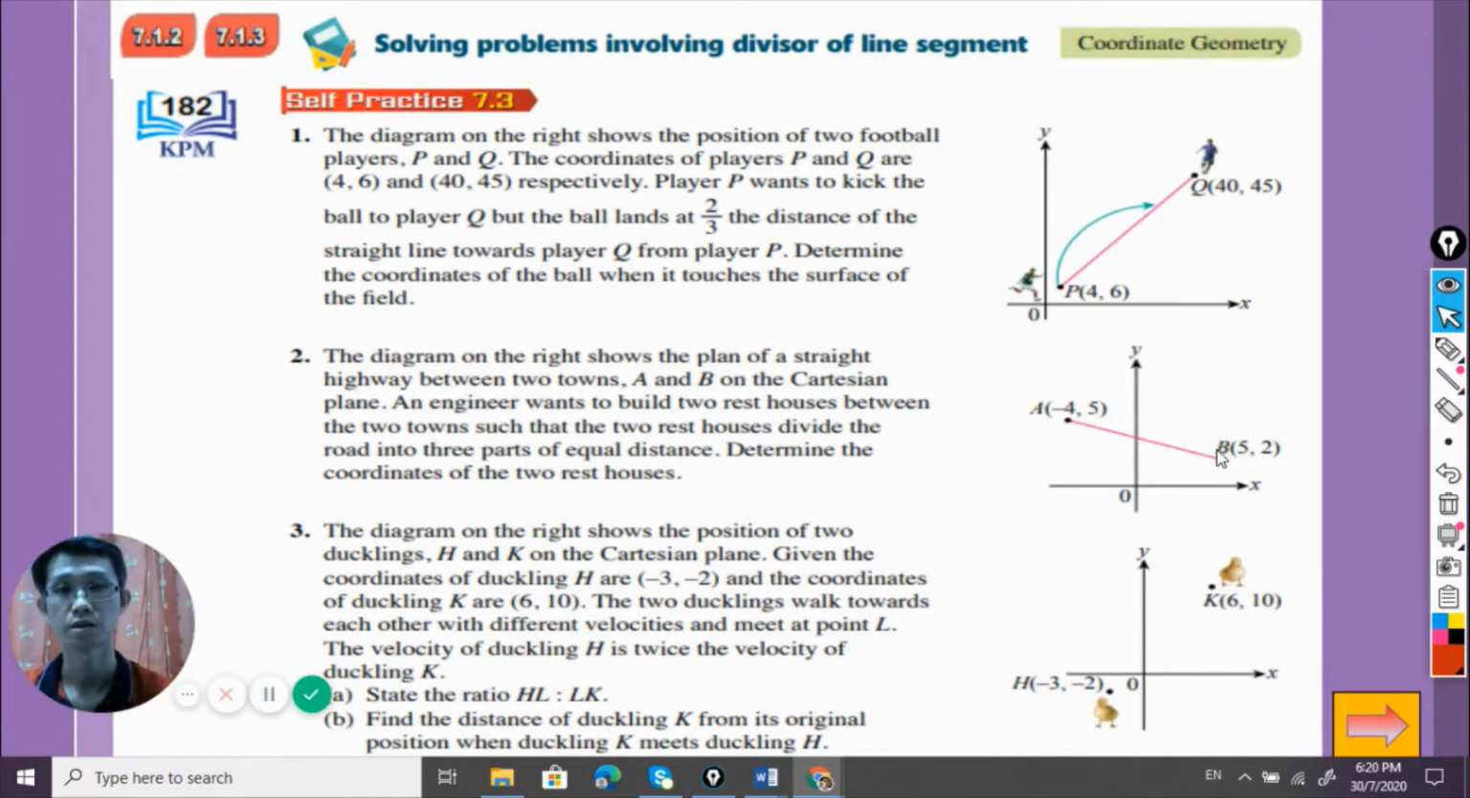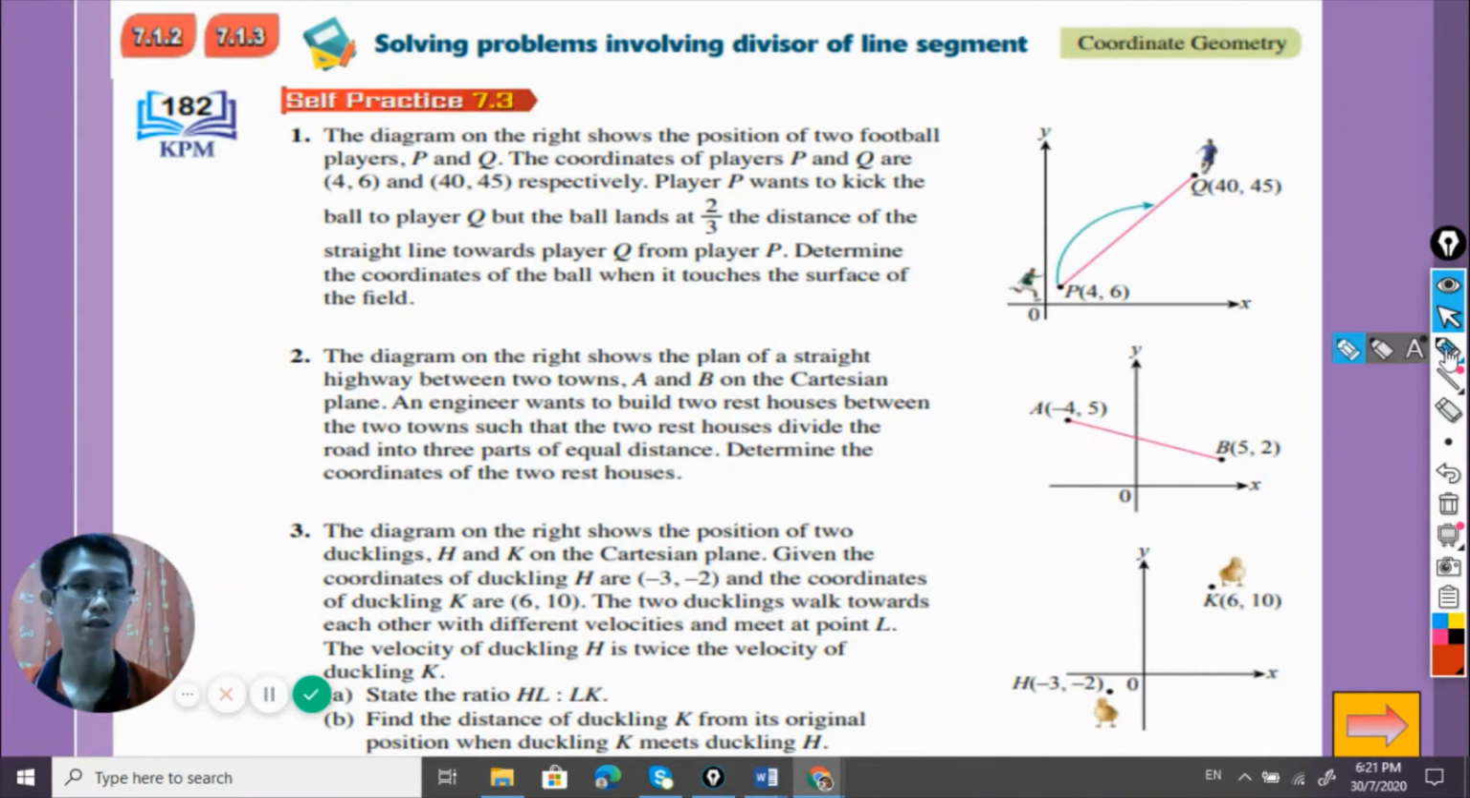I will take question number 2 in Self-Practice 7.3, page 12, as the second example here. This is another problem. The diagram on the right shows the plan of a straight highway between two towns, town A and town B. An engineer wants to build two rest houses between the two towns such that the two rest houses divide the road into 3 parts of equal distance.